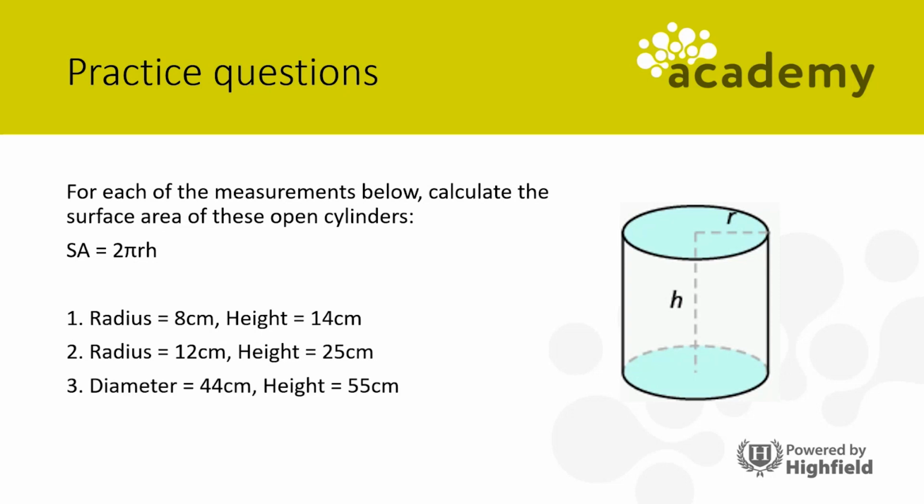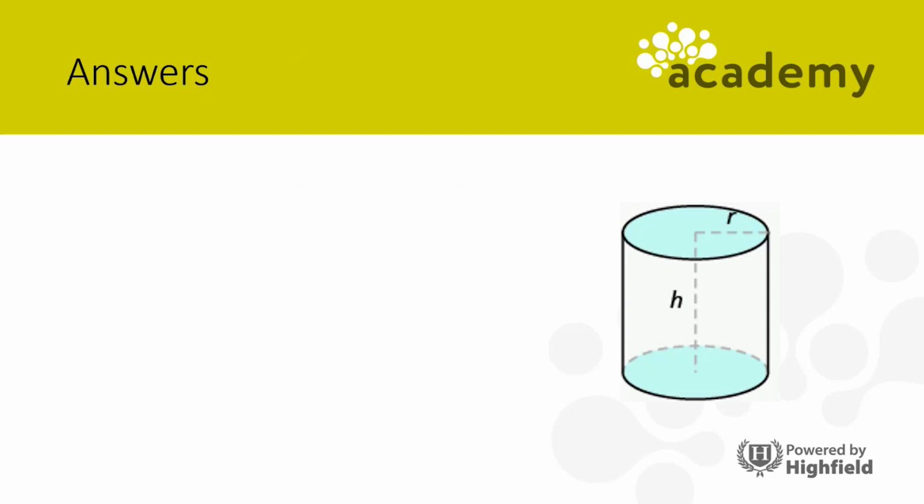In the third example, the diameter is 44 centimeters and the height is 55 centimeters. And in the fourth example, the radius is 2 meters and the height is 10 meters. So press pause, have a go at answering the questions, and press play when you're ready to see the answers. Let's see how you did.